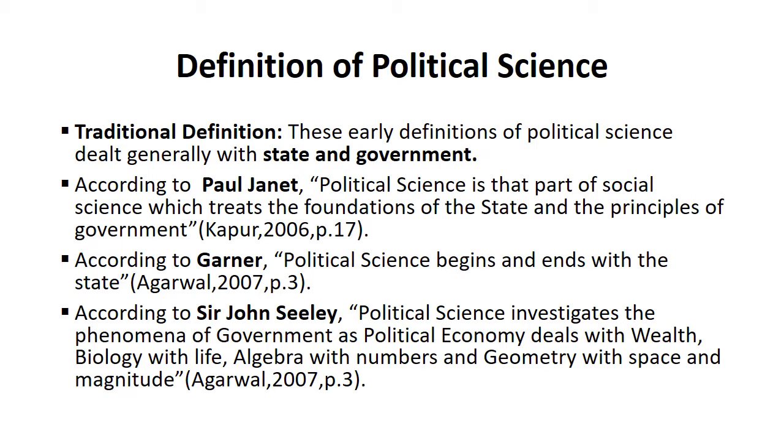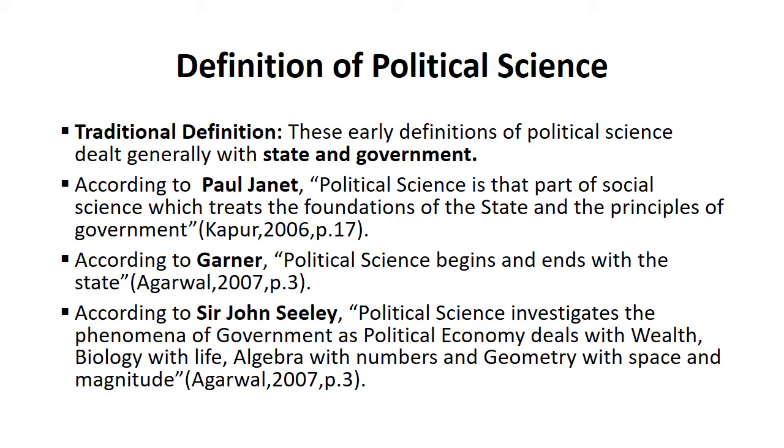According to Paul Janet, political science is that part of social science which treats the foundations of the state and the principles of government. If we look at the definition given by Paul Janet, it's very clear that Paul Janet actually talks about the state and government. So here the meaning of this definition is actually about the state and the government. Nothing has been said about other political institutions. There has been no discussion, no definition of any other political institution. So Paul Janet's definition of political science is completely a traditional definition because it mainly focuses on state and government.